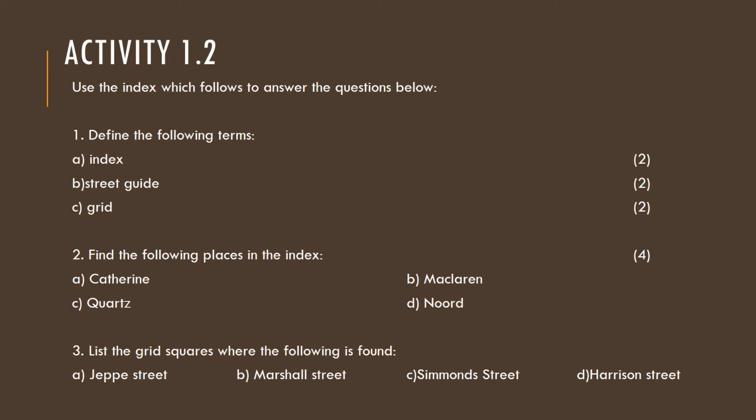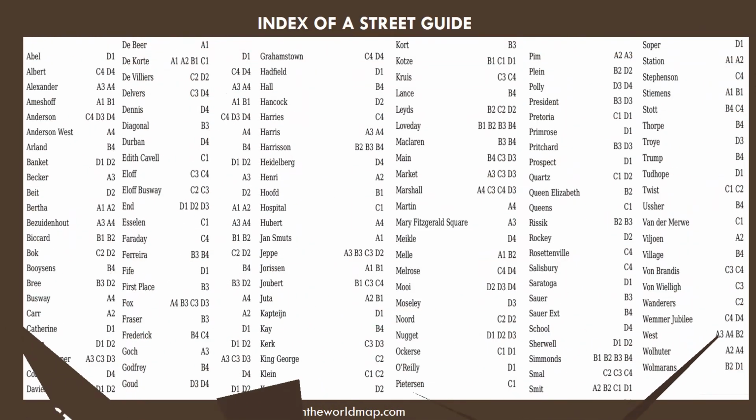Question 3. List the grid squares where the following is found. A, GP Street. B, Marshall Street. C, Simon Street. D, Harrison Street. And so you will see here most of these streets actually take up more than 1 grid square. And so if that is the case, you need to write all the grid squares that this particular street takes up. This is the index that you are going to use to complete activity 1.2.